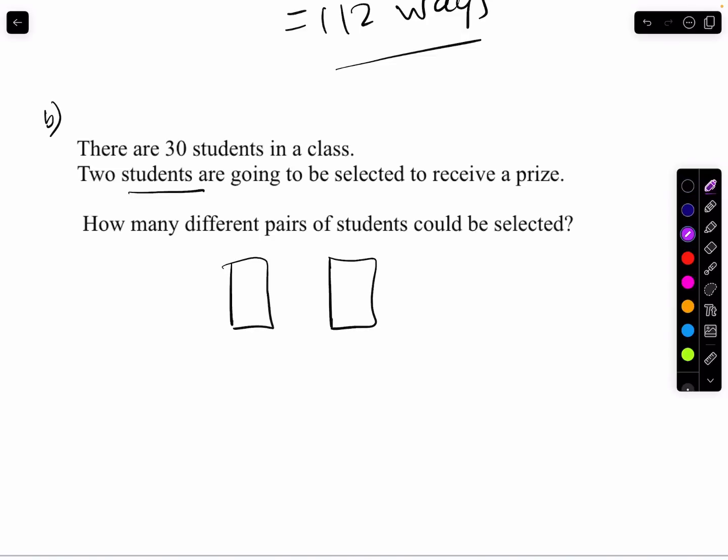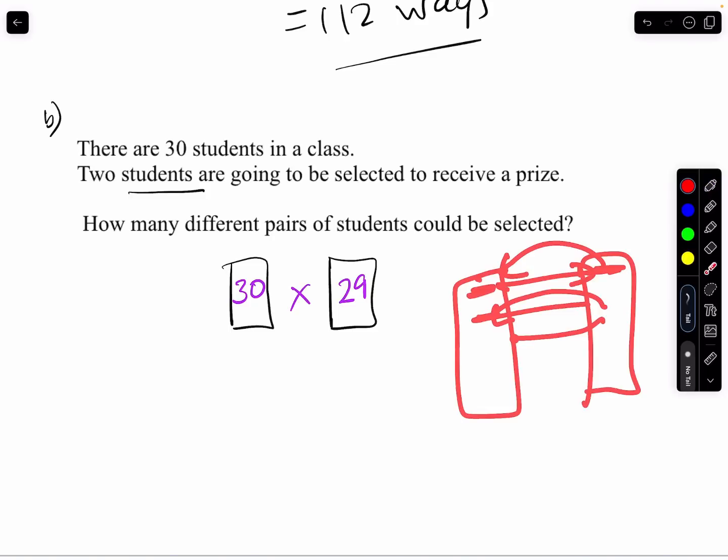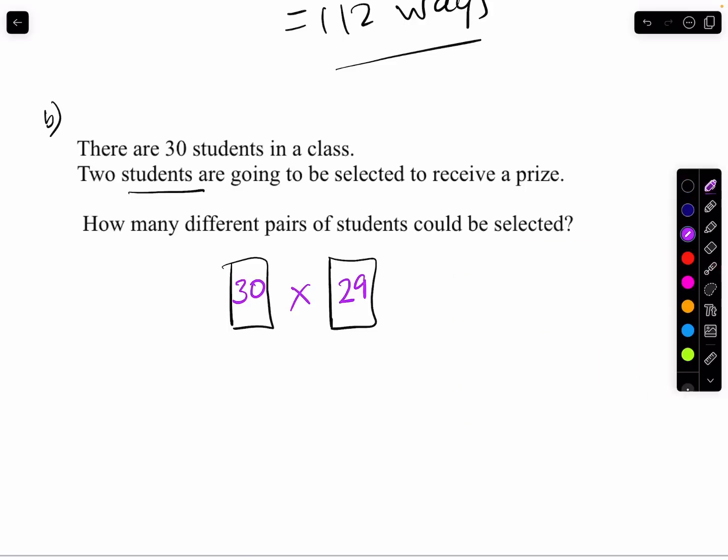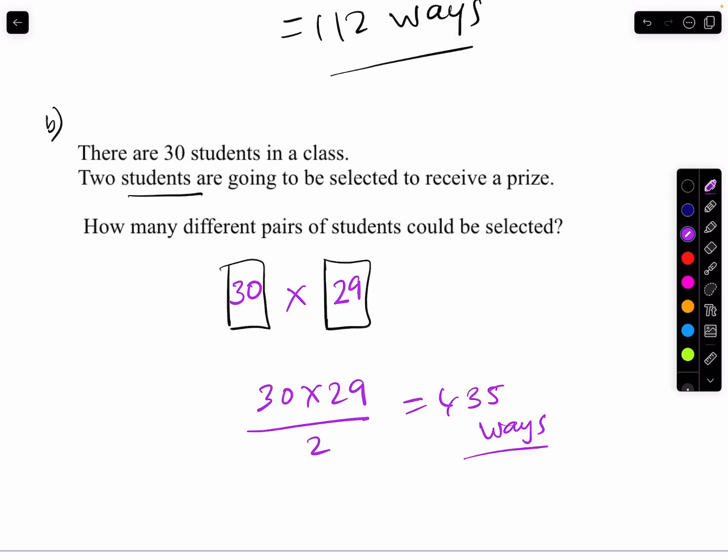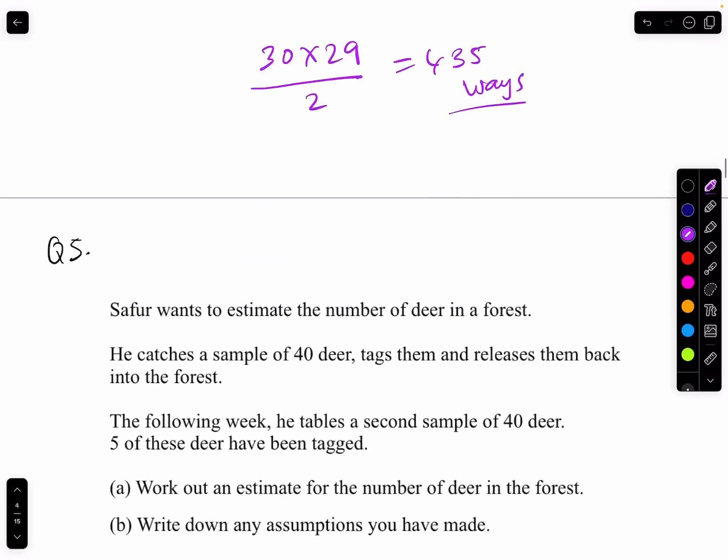Now, for the first student, you can pick out of 30 students. Now because you've already picked one, when you go and pick the second student, you're going to have one less student because you've picked one for the first position. So here you're going to have 29 students to choose from. So you're going to do 30 times 29. However, it could be the other way around. So you have to divide the results by 2, otherwise you're repeating it. So this 30 times 29, you have to divide by 2, and that would be your actual answer. That gives you 435 ways. Okay, so let's move on to the next one.